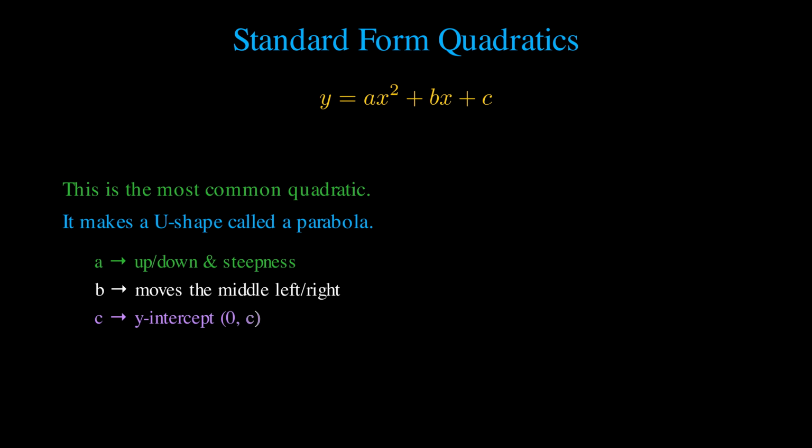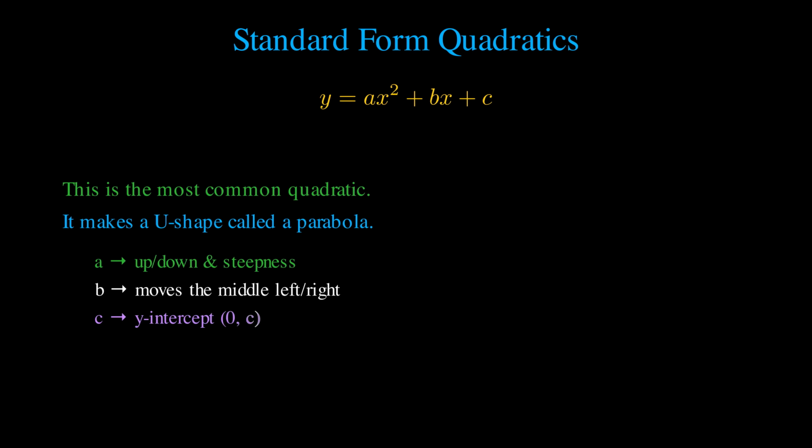Let's go one letter at a time. A controls the direction and steepness. If A is positive, the parabola opens up. If A is negative, the parabola opens down. A also controls how skinny or wide the parabola is. B controls where the middle of the parabola shifts left or right. You don't see that immediately, but it changes where the turning point happens.